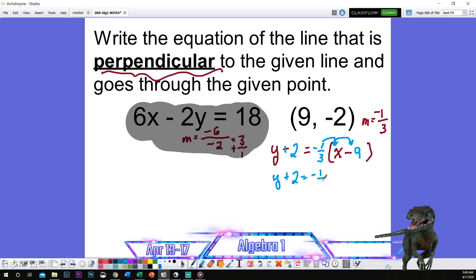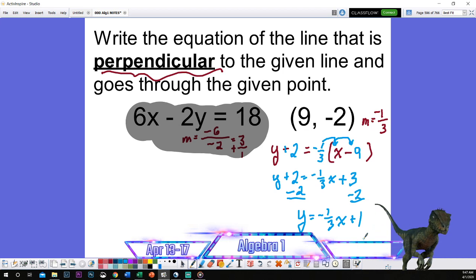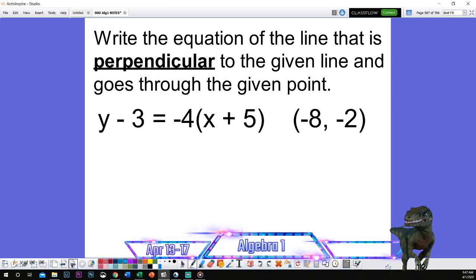So that gives me -1/3 x. Do you have -3? Hopefully no. You remember negative times negative is a +3. Finally, subtract 2 from both sides. That gives me y equals -1/3 x plus 1. That's all there is to that one. Do you think you can do one on your own? Sure you can. Go ahead, hit pause, do this one, and then come back to us.